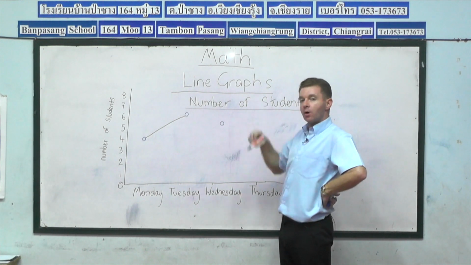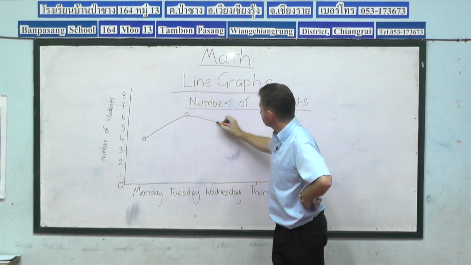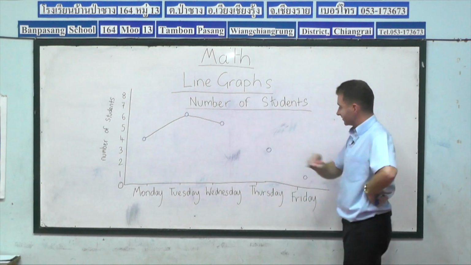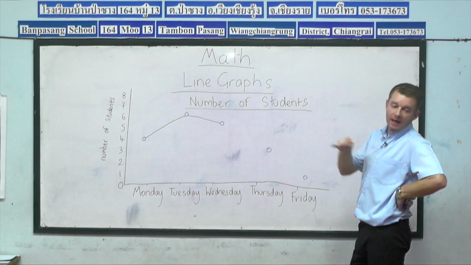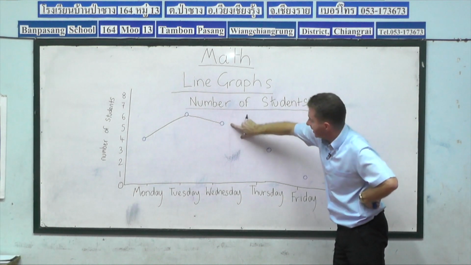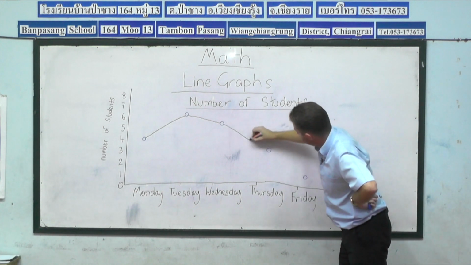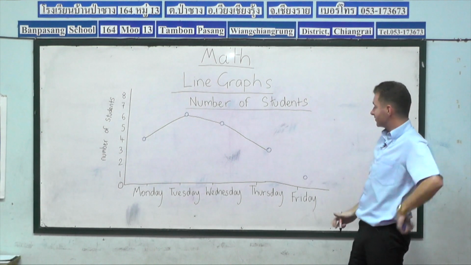So will the line go up or down? Go down, because 6 is more than 5. And then from Wednesday to Thursday, how many on Thursday? 3. So what will happen with the line? Will it go up? Go down, because we're here at 5. So you see, by using the line, we can tell straight away what direction the data travels in.